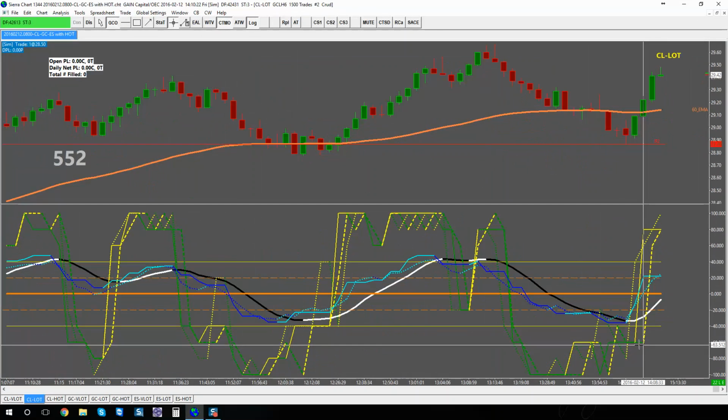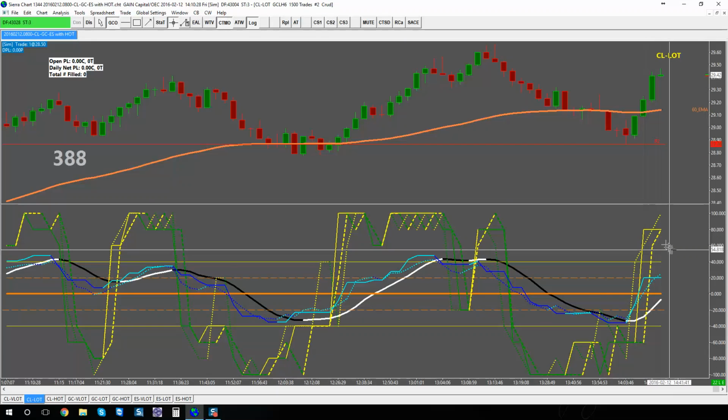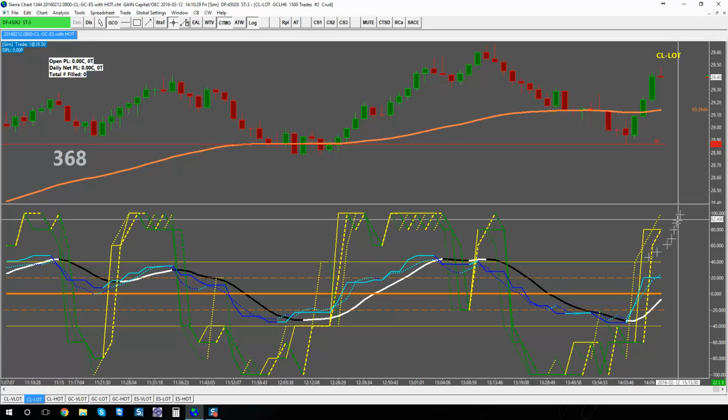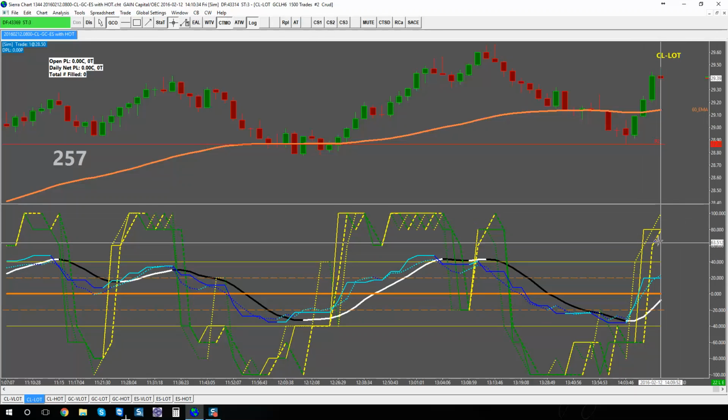Would we have taken this lift? Yes, we would definitely have taken this lift. And theoretically, we would still be in it. Why? Because all of your Aroons are still headed up. There are no down colors in it. So we would still be in that.